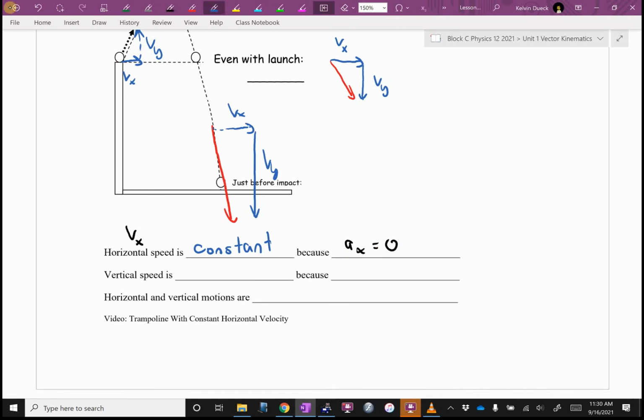Vertical speed, a good abbreviation for vertical speed is Vy. Well, vertical speed is changing because Ay is nonzero on the Earth.